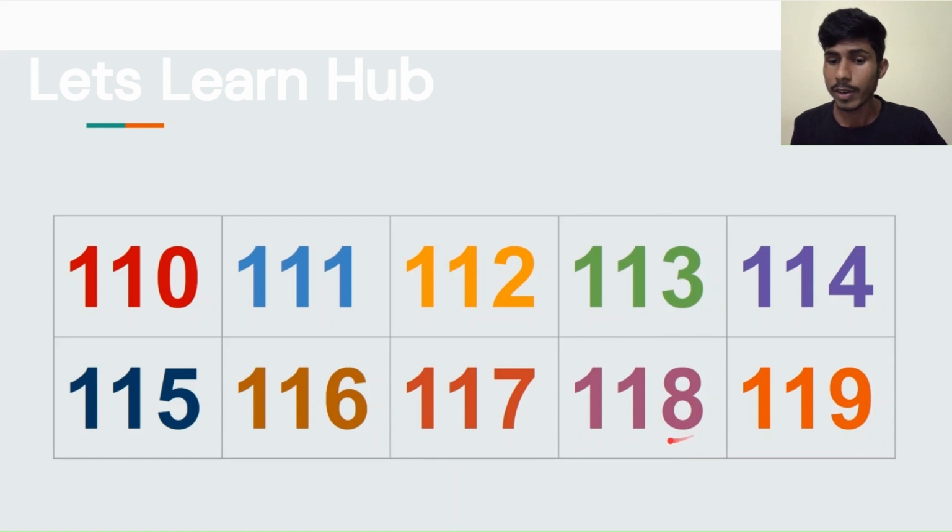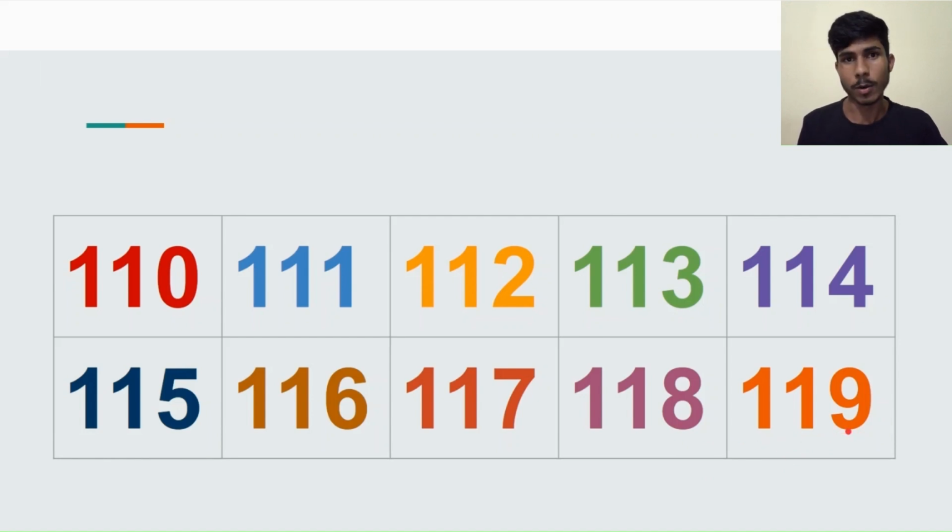Okay, from 118 you need to change the rightmost digit here. Here 8 is the rightmost digit, right? So you need to change 8 to 9, you will get 119. Similar pattern, right? So now we got 119. How to get the next number now?